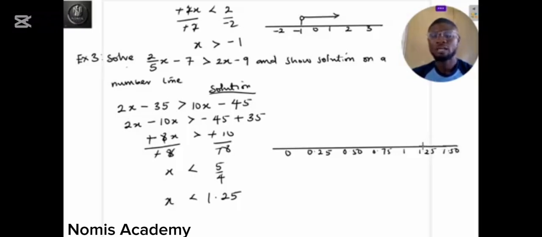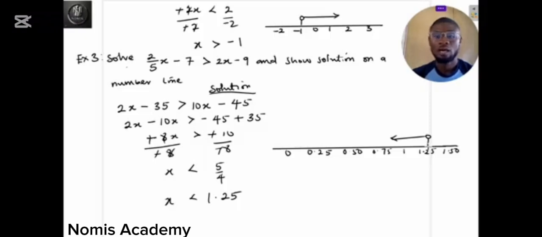So now I want to say that x is less than 1.25, and this is 1.25. So I will just make my angle this way, make my point this way. Then it faces numbers that are less than 1.25. Since x is less than 1.25, it goes in this direction. So that is that on a number line. This is also a WAEC pass question.